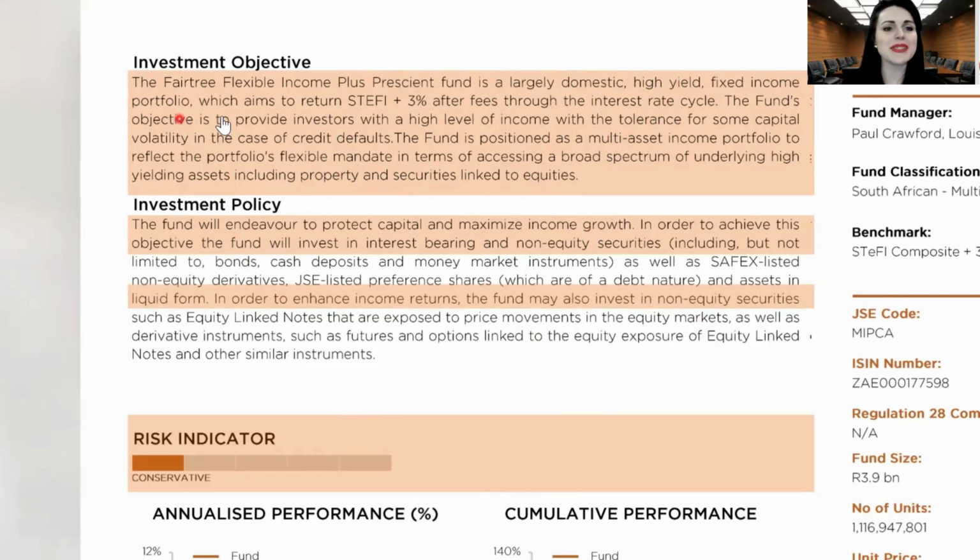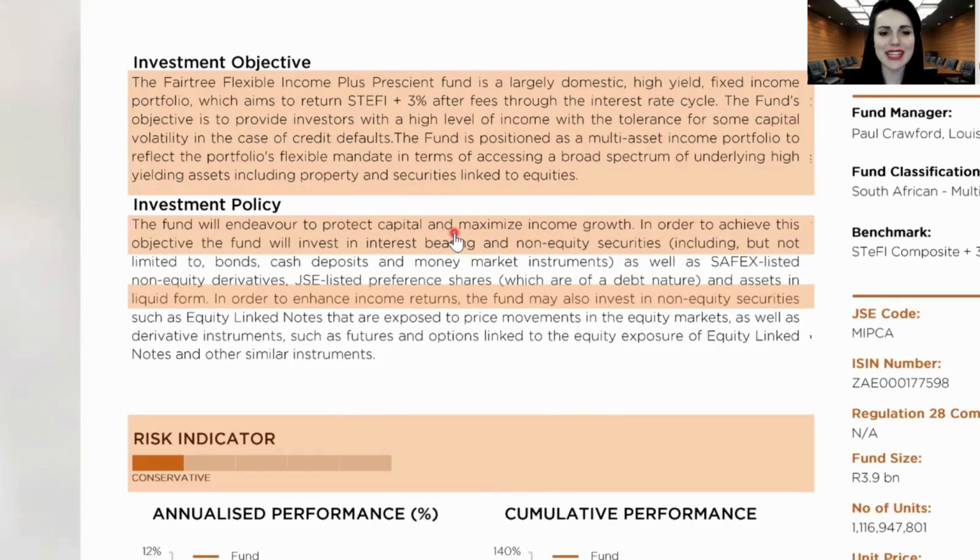with not too much volatility and protecting our capital. So here you will see the investment objective is just that. It is a high yield fixed income portfolio, and the objective is to provide you as an investor with a high level of income. So that is going to be the perfect fit for our emergency fund.